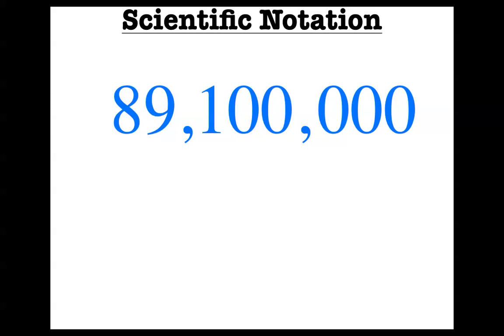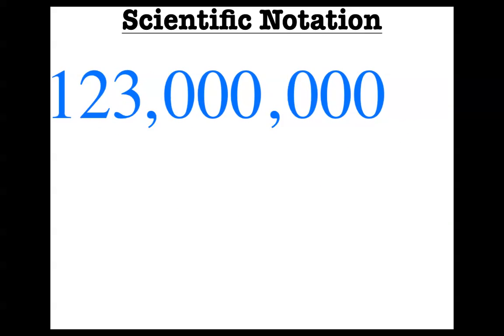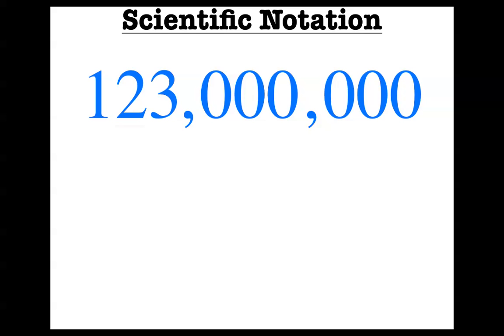How about 89,100,000? Can we count again? We know the decimal needs to be between the 8 and the 9, so we're going to count the number of spaces that it takes to get us there, and we've got 1, 2, 3, 4, 5, 6, 7 spots, so it's going to be 8.91 times 10 to the 7 power because of the 7 spots. And the decimal goes right between the 8 and the 9 so that we only have that 1 digit in front of it. Okay?